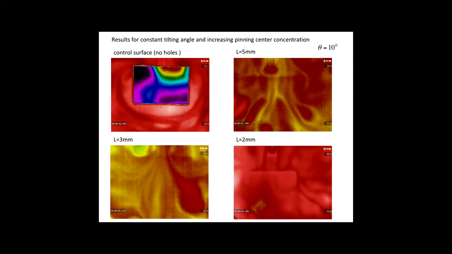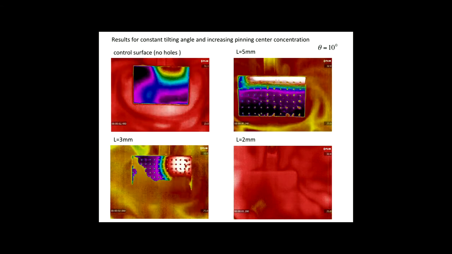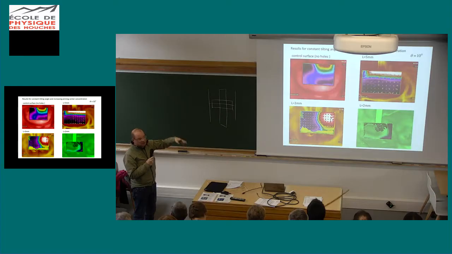So the movies: this was the controlled surface. Then the case when there is 5 millimeters between the pinning centers, 3 millimeters and 2 millimeters, the angle is the same. What we can see is that at a given angle, at a given distance, at 2 millimeters, the liquid does not flow anymore. So it is pinned, the triple line is pinned. So as a function of the average distance between the pinning centers, we have a depinning transition here.